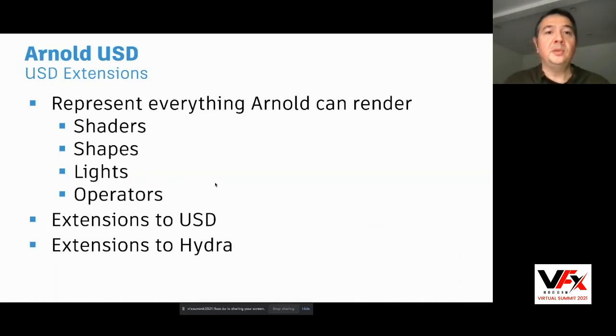The kind of things that you want to represent in USD that are not part of the standard are typically shaders. All the Arnold shaders have a representation in USD through our extensions. All the shapes also. Some of the shapes are not part of the USD standard, such as an implicit surface or our volume representation. Some of our lights, and also very Arnold-specific features such as operators. Then we can express them in USD, and so you can use the power of USD and all the tools to create your pipeline in USD, but manipulating Arnold entities.